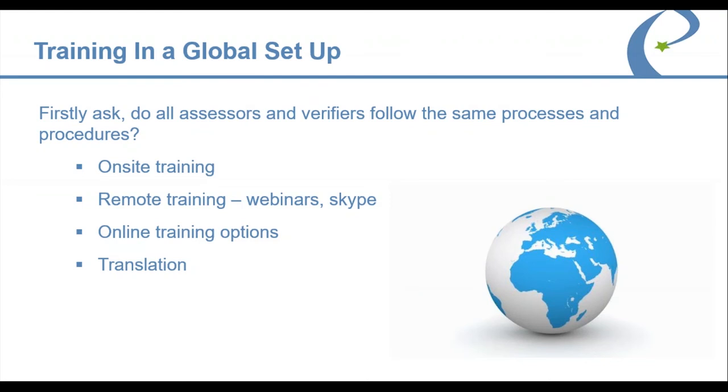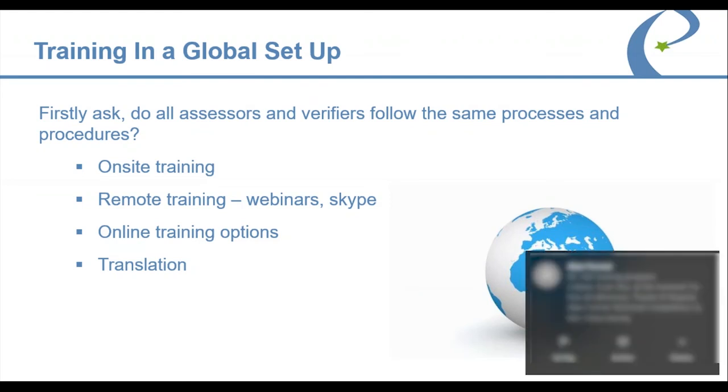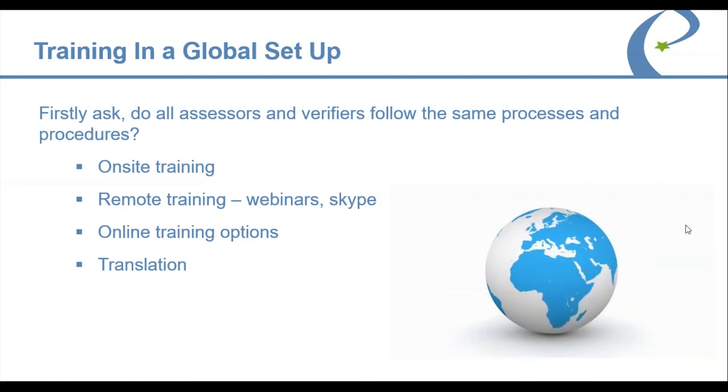Training in a global setup. So Polaris Learning offer different methods of delivering assessor and verifier training. Here are some of the options that we can offer. On-site training. So this is done through workshops where we come on site and deliver the training face-to-face with groups of assessors or verifiers. We also offer remote training.